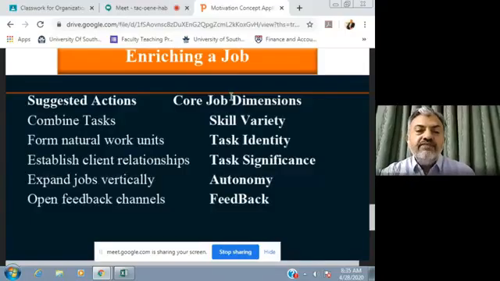So these are different suggested actions that can be taken. You can either combine tasks, or you can form natural work units, where you assign people who are good at doing one type of job. You can make a natural work unit out of them, and if they feel good doing that work, obviously they will remain motivated. They will have autonomy of completing that task, since they become skilled at doing it.